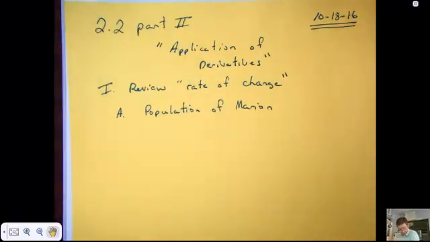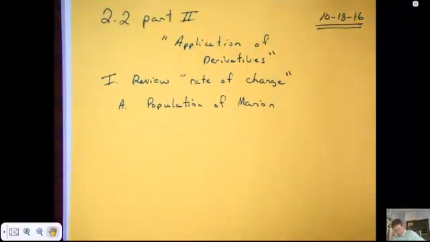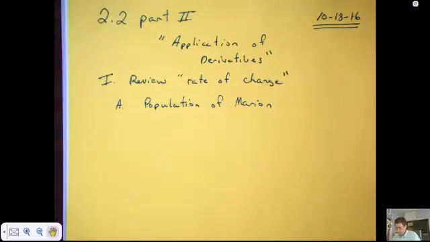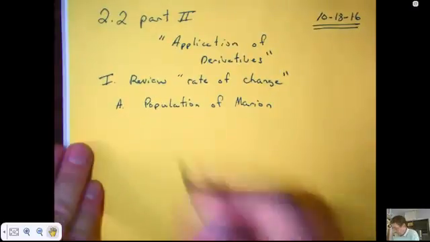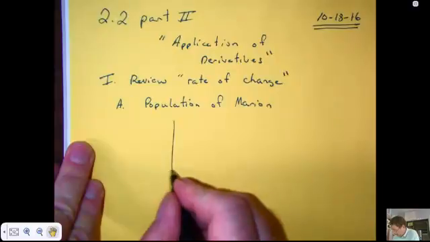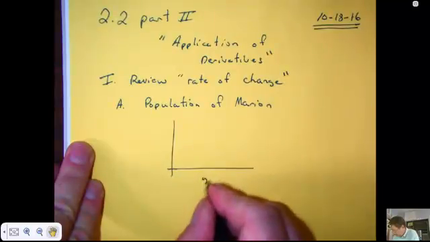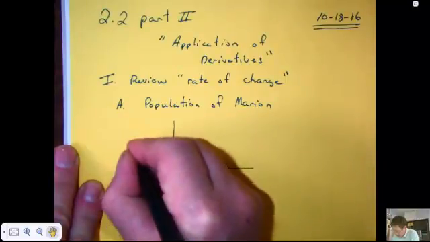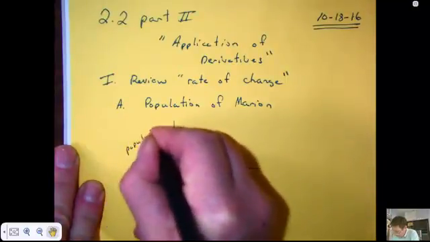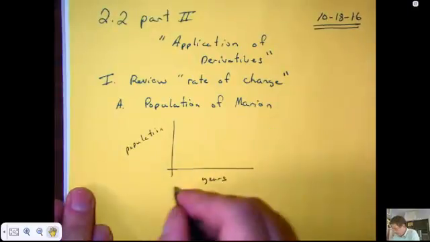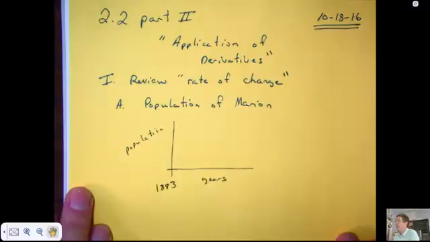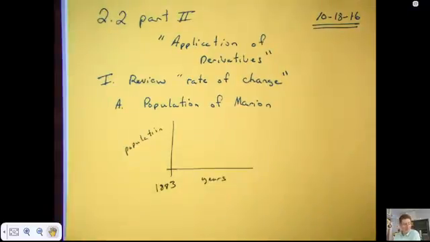Okay, so the population of Marion, I'm just going to make up a graph here. Let's say we'll put the years down here and population on the Y. We'll start about 1883, when Marion was somewhat founded.